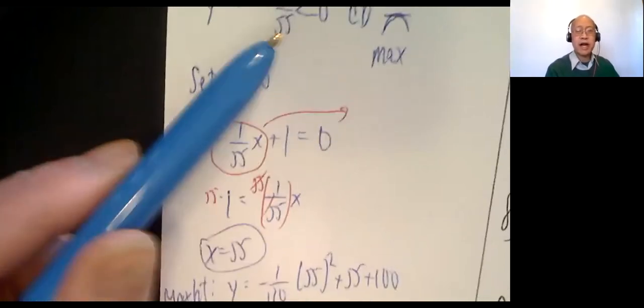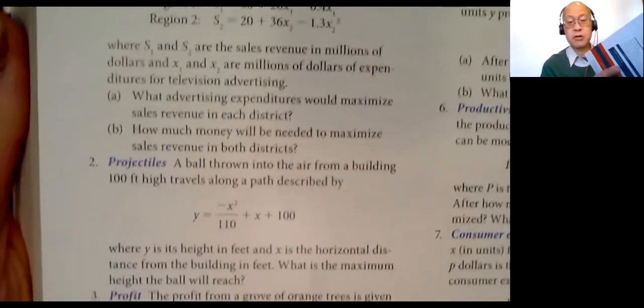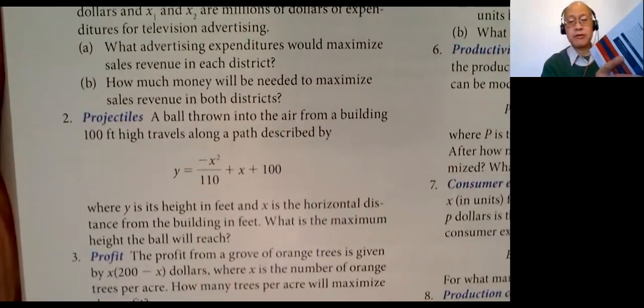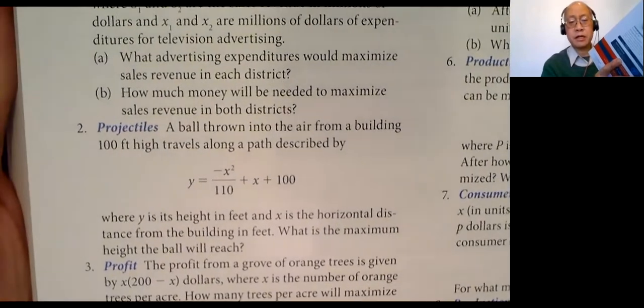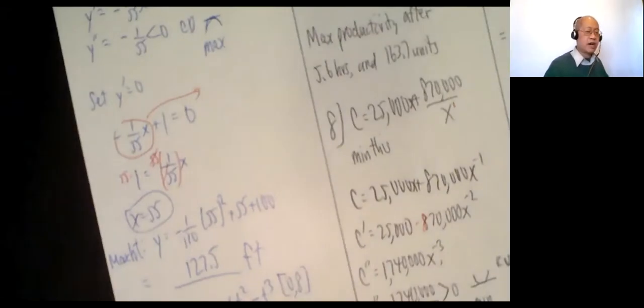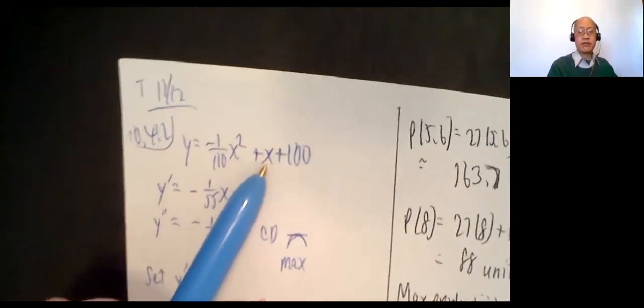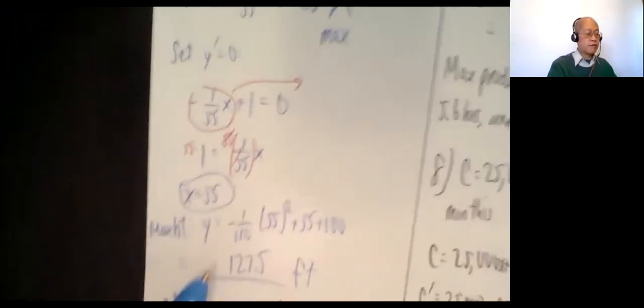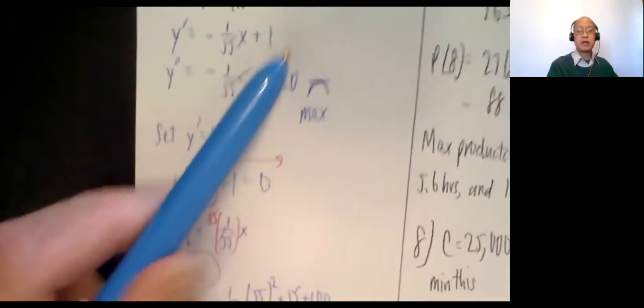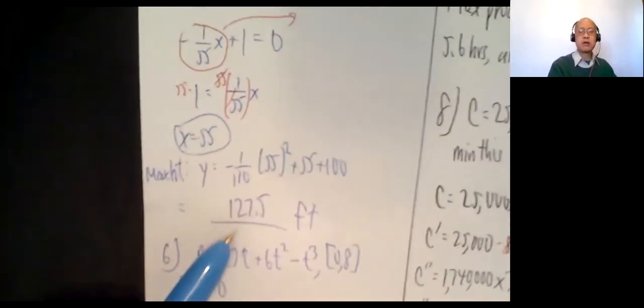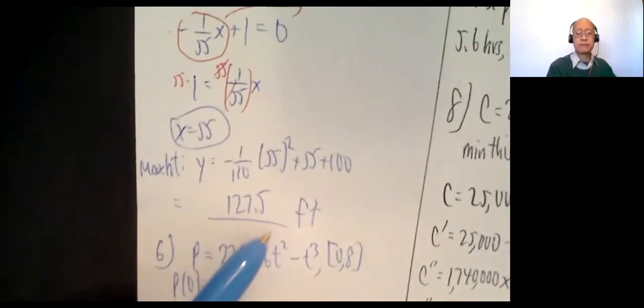That's the x, but it asks for the maximum height. So one key thing for any word problem is to answer the question. Okay, so for number 2, what is the maximum height the ball will reach? That's the y coordinate. We have the x value is 55. So what's the y coordinate? I just plug it in. Plug in 55 here and 55 here. So negative 1 over 110 times 55 squared plus 55 plus 100. Punch it in the calculator: 127.5 feet.